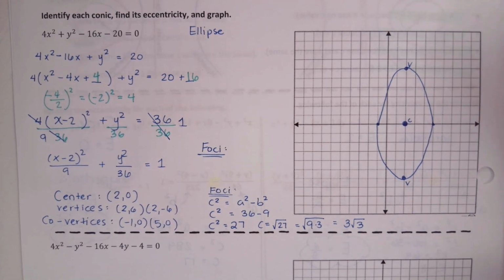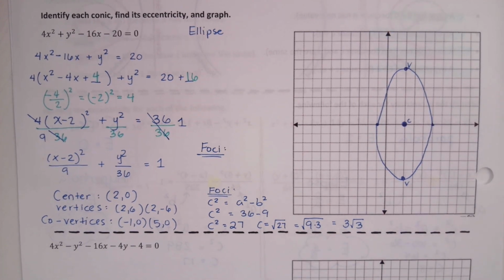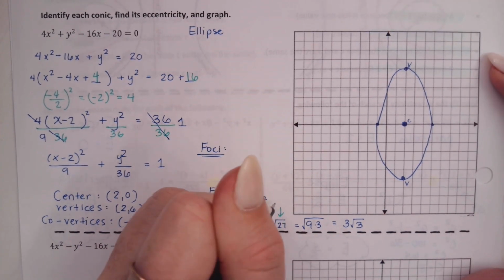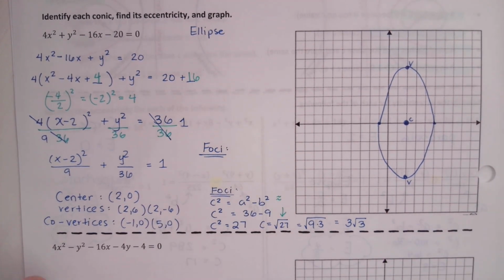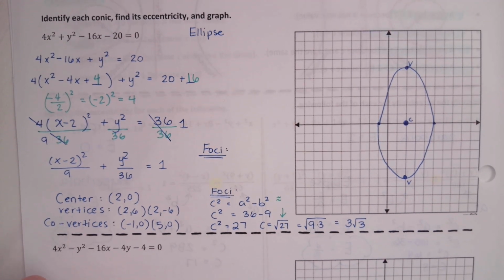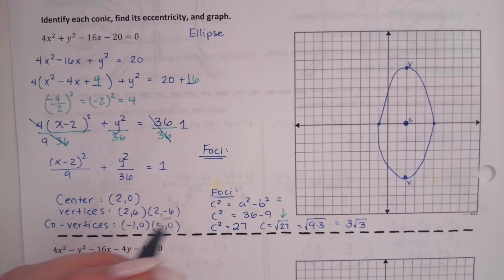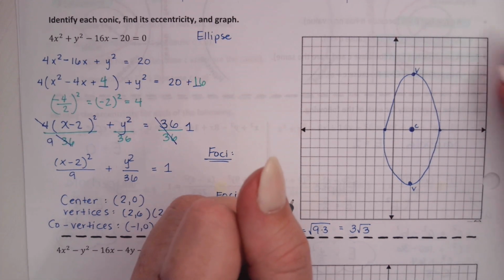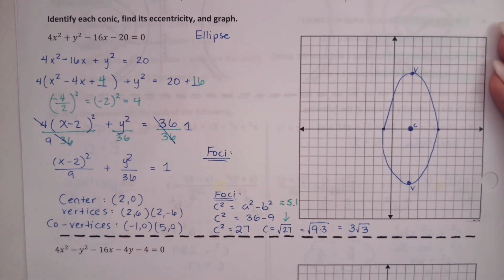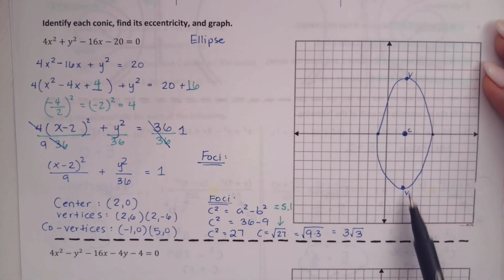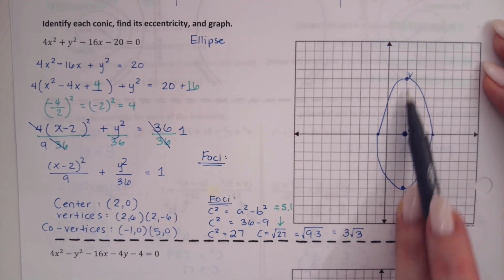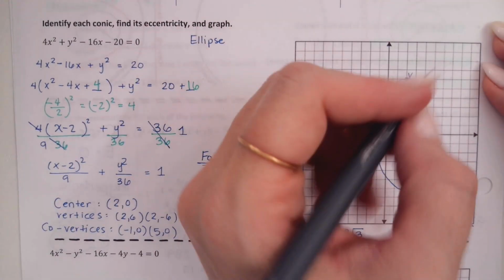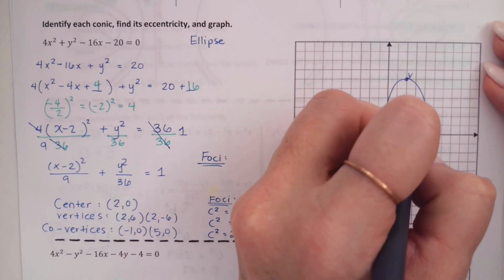Square root of 27 is about how much? Just so I can place it on my graph. It's about 5 point something, yeah, 5.1. I'll call that 5.1-ish. So they're going to be on the main axis, 5.1-ish from the center. So 5.1-ish up and 5.1-ish down.